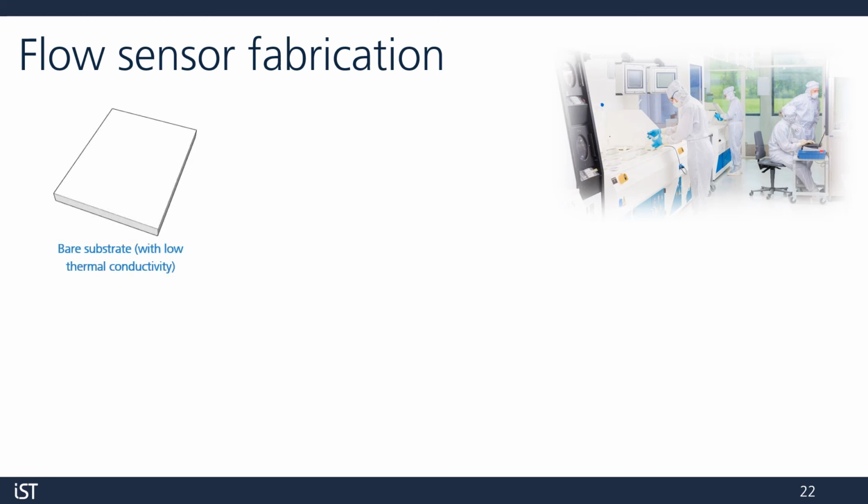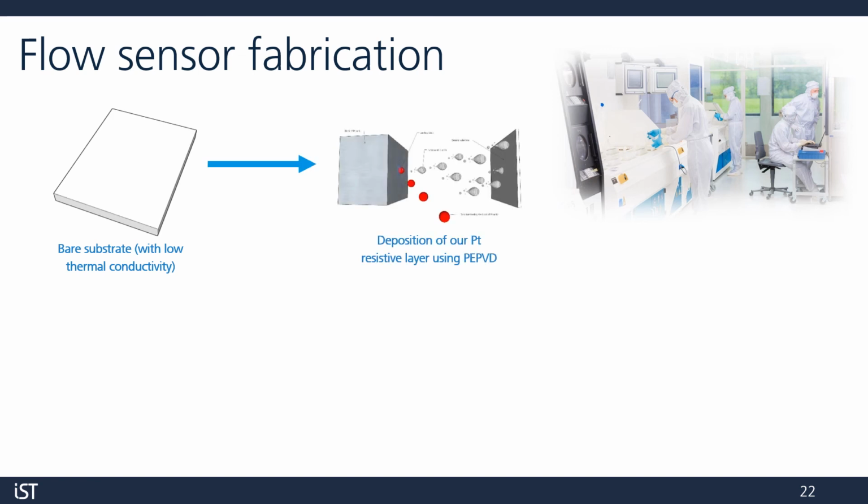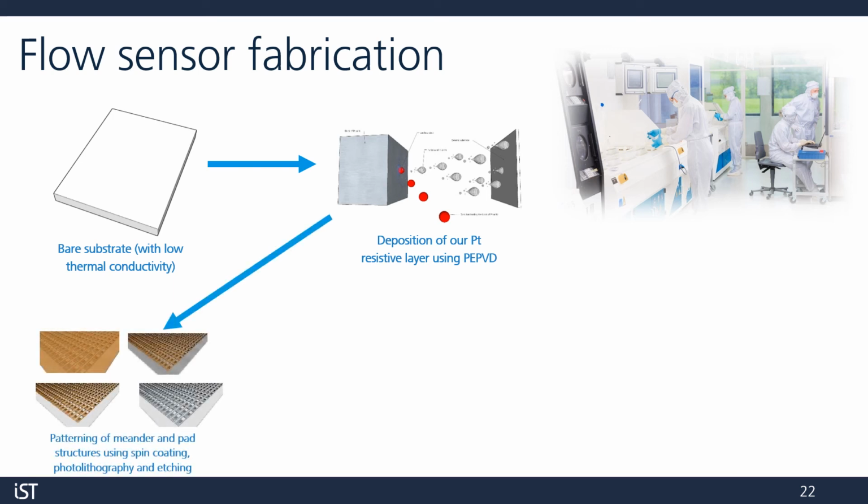First, we start with our bare substrate, which remember has a low thermal conductivity. Then, we deposit our platinum resistive layer using plasma-enhanced physical vapor deposition, also referred to as PEPVD or sputtering. We then create our meander structure by spin coating a photoresist layer over the entire substrate, then using lithography, followed by etching, to create the meander and pad structure.